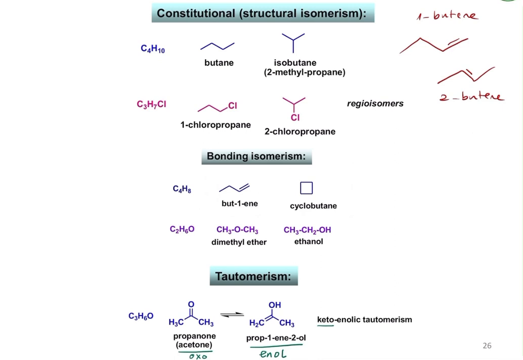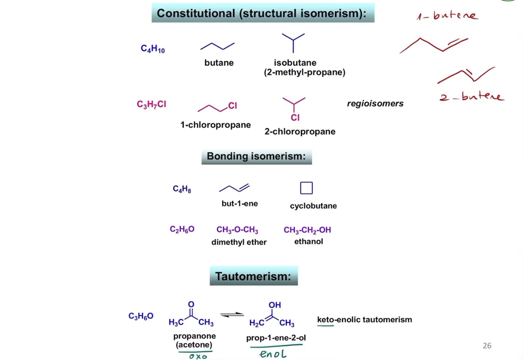Or, for example, the relation between alcohol and ether, ethanol and dimethyl ether. It's very easy, okay? In the bonding isomer, usually the functional group changes. It's very important.